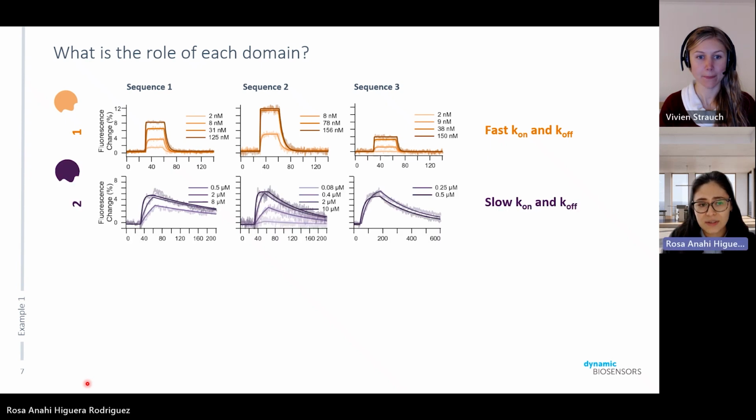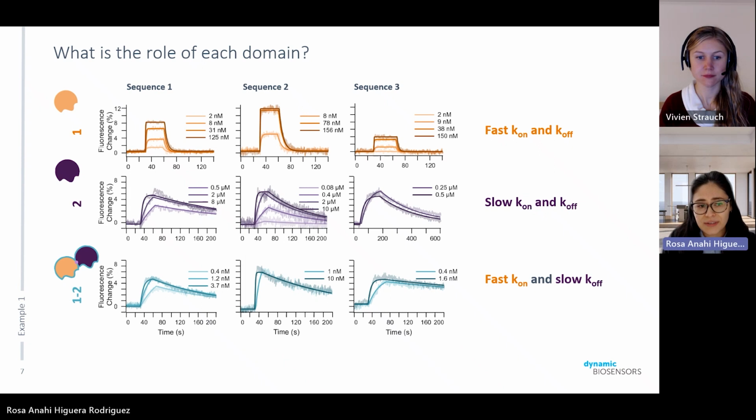Now we look at the second domain, and we see already that the association is much slower, but once the protein is bound, it's more stable on the RNA, so it has a slower off rate. When we look at the tandem protein, we see a fairly fast on rate and a more stable off rate, so more stable dissociation. So from this, we can say the individual domains and the tandem protein display very different kinetic profiles, which is already very interesting in its own right.